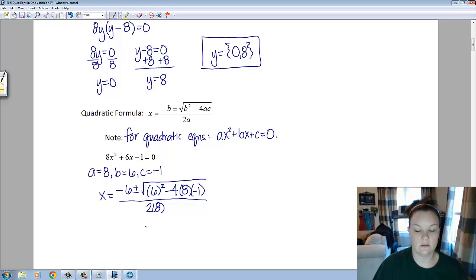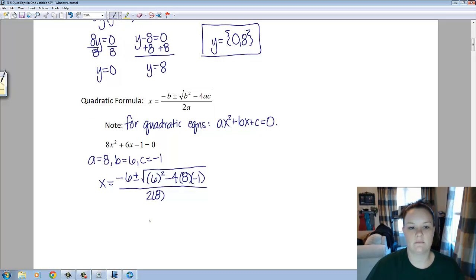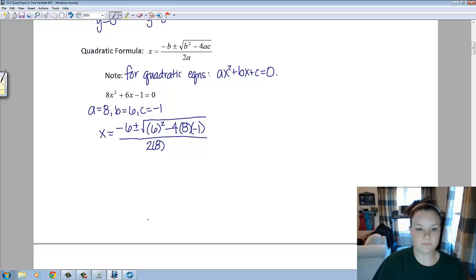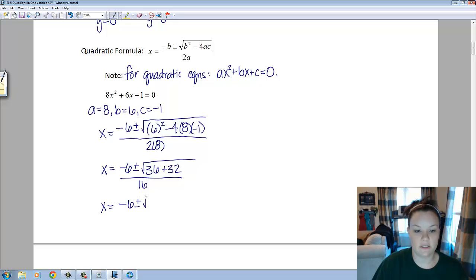Okay, and now I'm just simplifying. I'm going to scroll up so I have more room. So I have x is equal to -6 plus or minus the square root. 6 squared is 36. -4 times 8 is -32, times another -1 makes that a positive 32, all over 2 times 8, which is 16. If I keep going, x is equal to -6 plus or minus the square root of 68, all over 16.